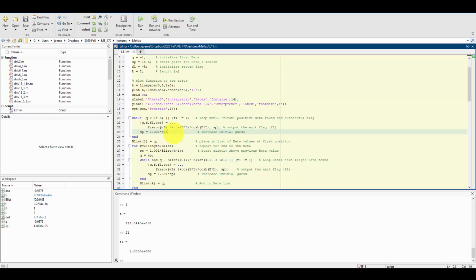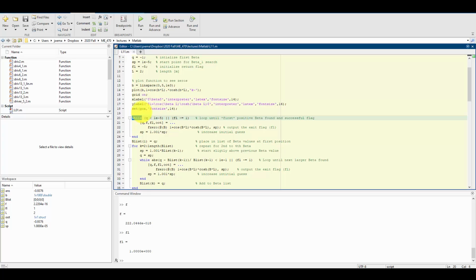So you see here, I'm going to multiply my current value by this 1.001, so I can slowly keep increasing my guess until I get a solution that's positive. And hopefully, if I go slow enough in increasing my guess, the first positive value I find will be the first positive beta that satisfies this expression. So let's see what I'm doing.